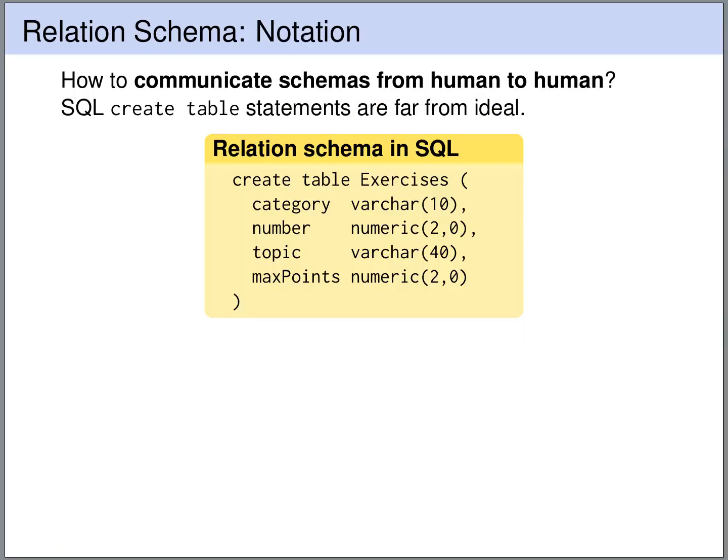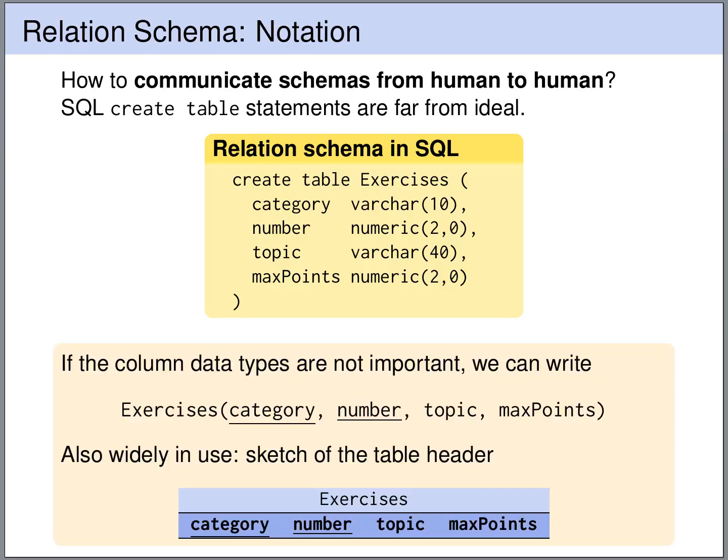Relation schemas are important to understand what data is stored in the database. So we often need to communicate them from human to human. Create table statements in SQL are not the best way of communicating schemas from human to human. If the data types are not crucial, then a nice way to communicate schemas is by simply mentioning the name of the relation, the name of the table, and the name of each column. Likewise, also widely in use, we can simply sketch the table header to communicate the relation schema.